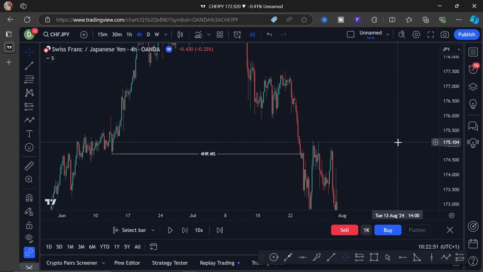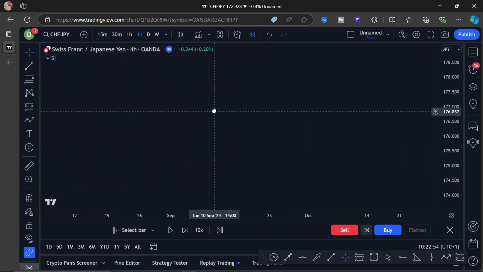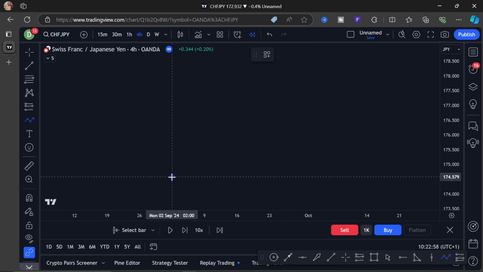Now for those of you who don't know how to identify your market shift, change of character and break of structure, here it is. Now let's say the market was going upward like this.